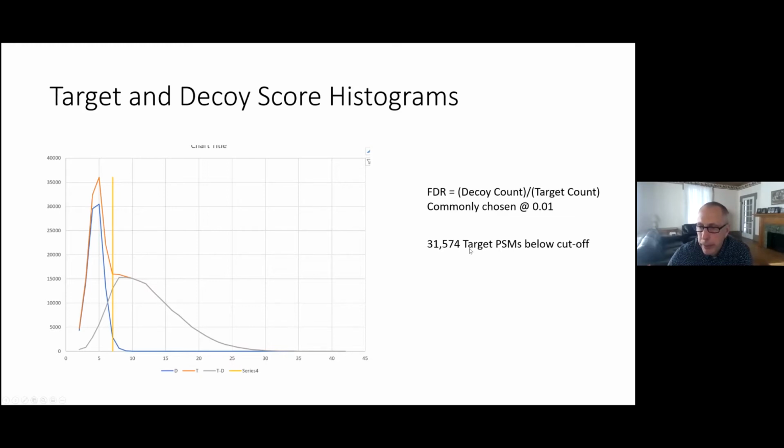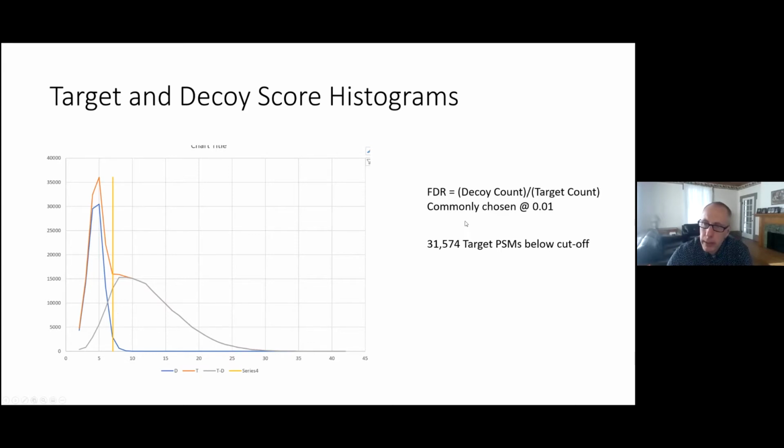And so one thing I want to point out is that if you look at the gray bin here below the yellow line, there's 31,574 PSMs below that. And so those are real identifications that are being lost to this cutoff.